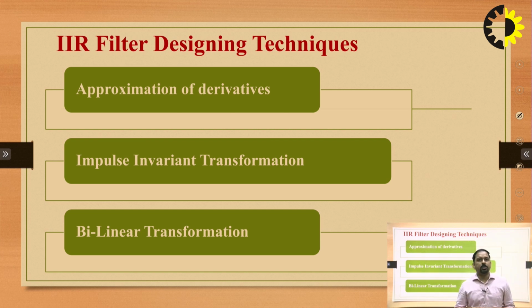What are the transformation techniques over here? First is approximation of derivatives. Second is the impulse invariance transformation, and the third technique is called the bilinear transformation. We'll be studying these techniques one by one, and we will see what are the advantages and the limitations associated with the design techniques of IIR filters.